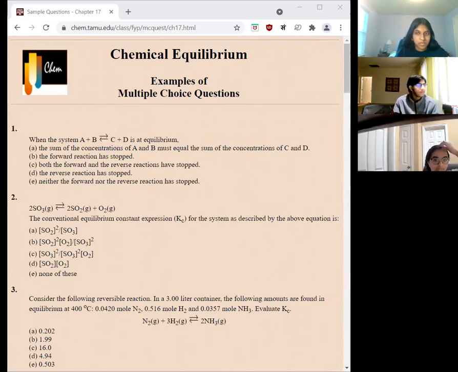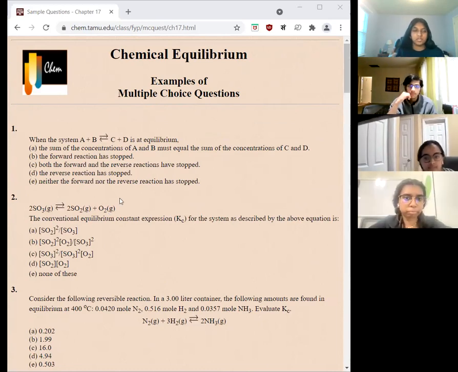So when the system is at equilibrium, some of these are really easy, but I feel like a few of them are more difficult, so we can just go through all of them. Normally it's just me and MG, so I'm used to just solving them. But do you guys want to take a crack at it? It's an easy one.